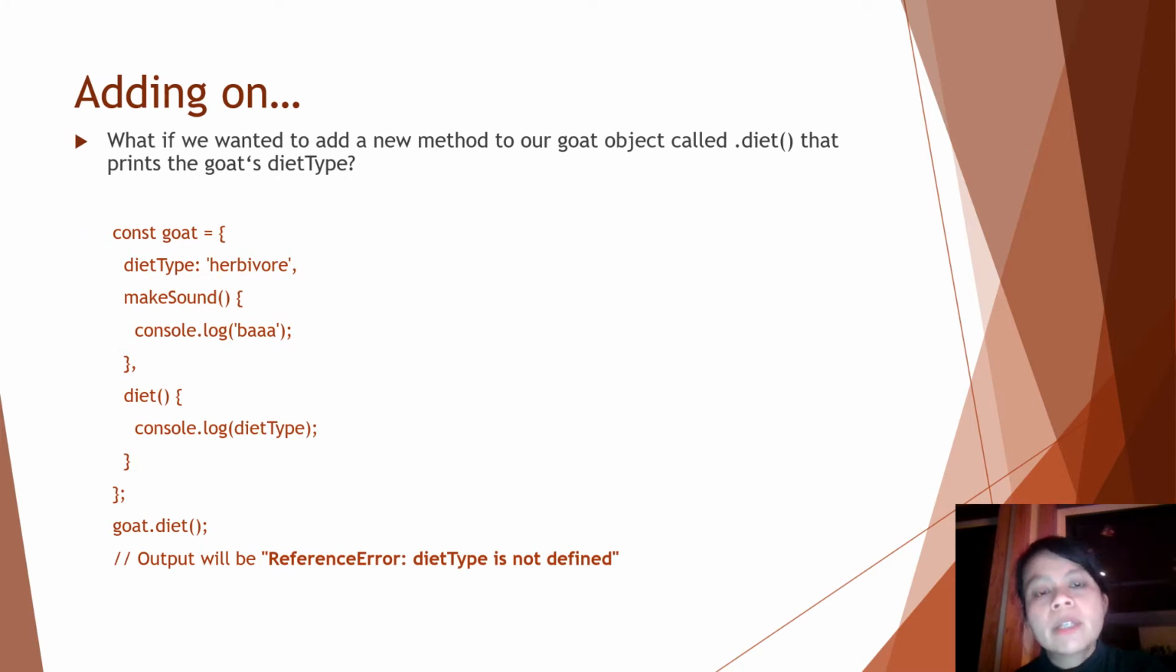But what if we wanted to add a new method to our goat object called diet that prints the goat's diet type? So we have the diet method here, and we want to log diet type. You would think that it would log herbivore, but it's going to be a reference error, saying that diet type is not defined.